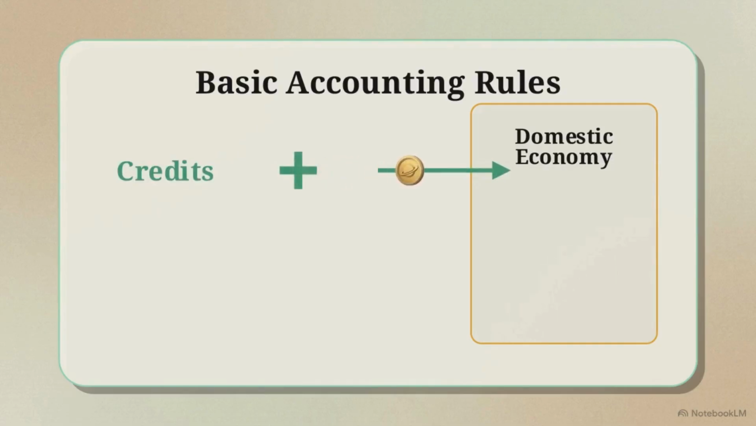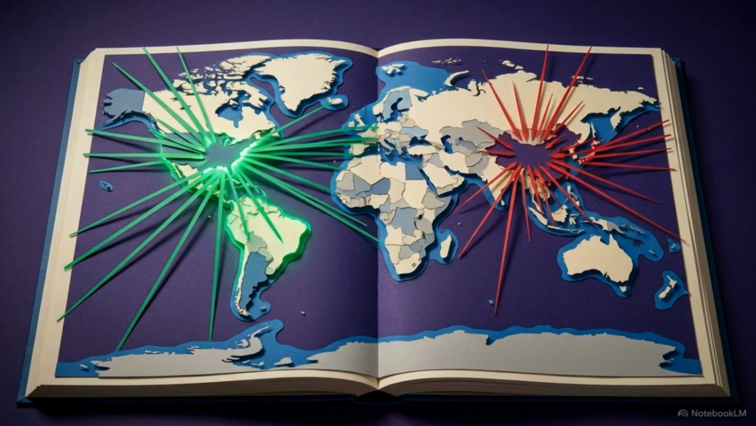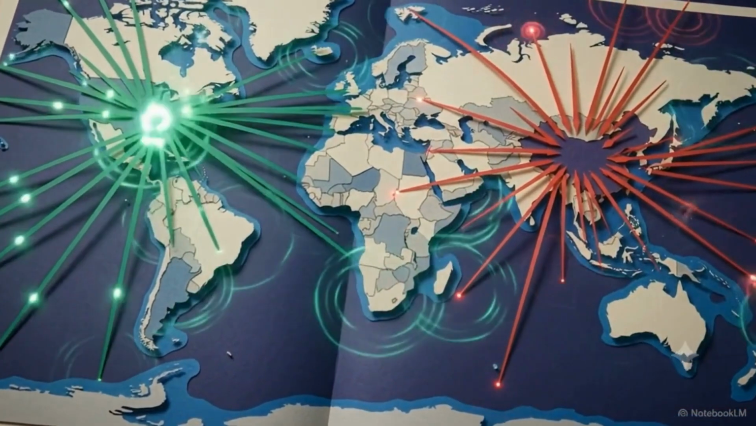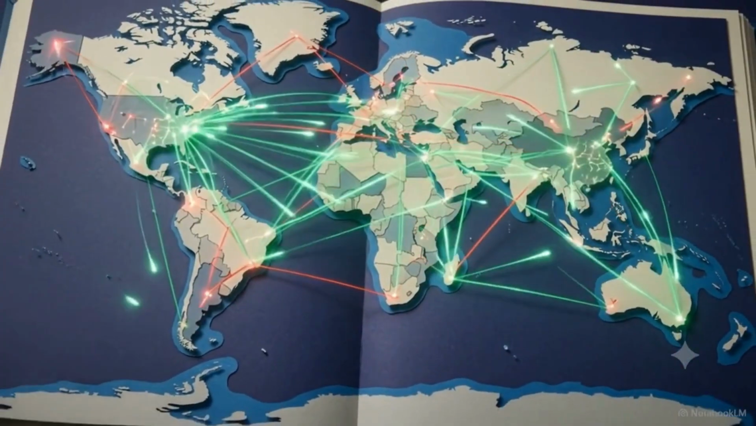Credits bring money into the country and are positive. Debits take money out of the country and are negative. Running a deficit means a country is spending more money internationally than it earns. Running a surplus means it earns more than it spends. Ultimately, the current account identifies whether a country is a net contributor to the global economy or a net borrower, revealing exactly where a nation stands in the global ledger.